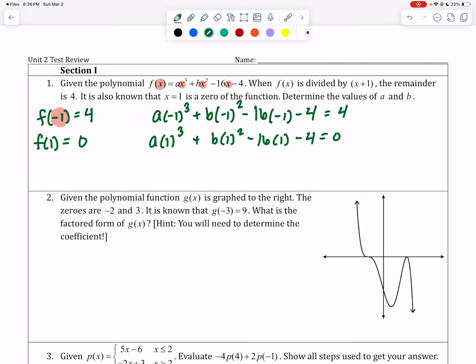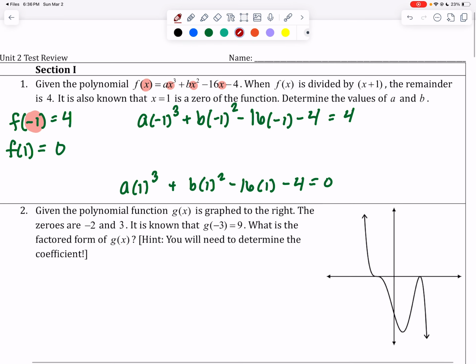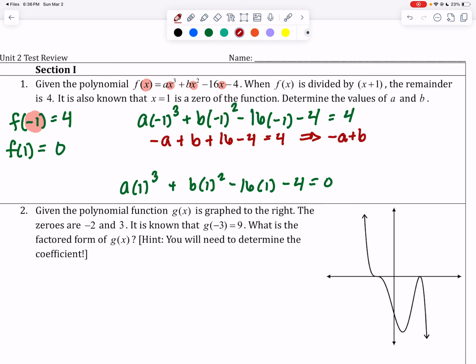Now, we'll probably have to go ahead and make this prettier by simplifying. So I'm going to go ahead and simplify the first one. And that is going to give me negative a plus b plus 16 minus 4 is equal to 4. And if I simplify that even more, I'm going to have negative a plus b. Let's see, this is 12, so I'm going to subtract 12 from 4. So that's going to give me a negative 8 right here.